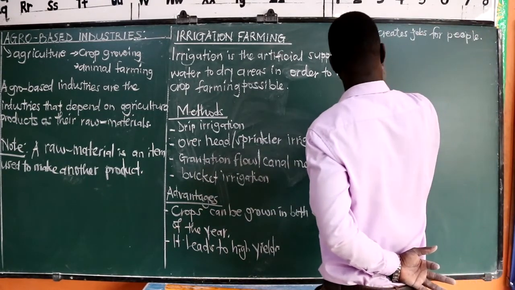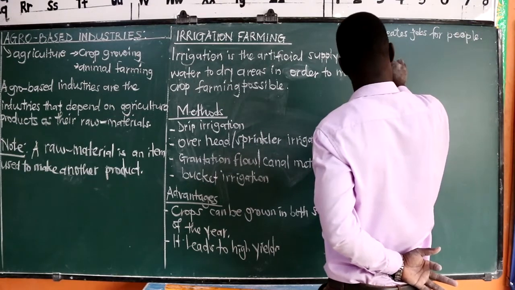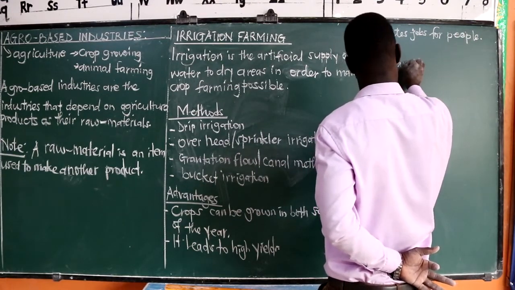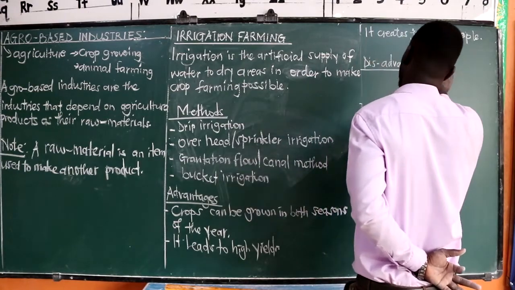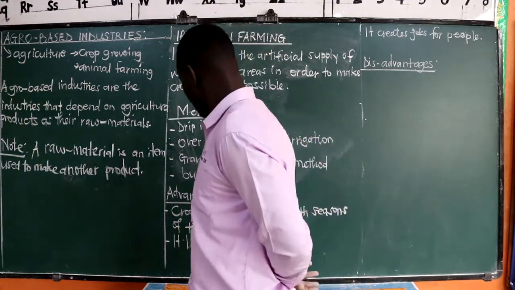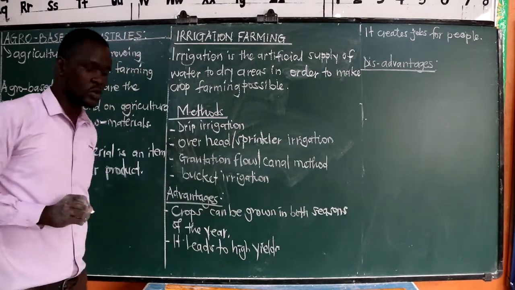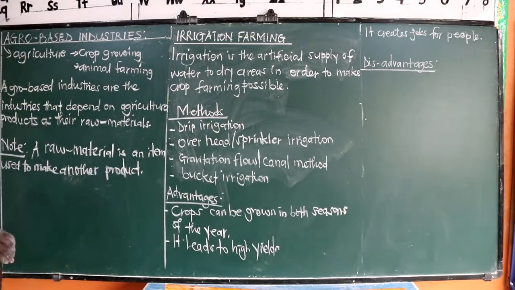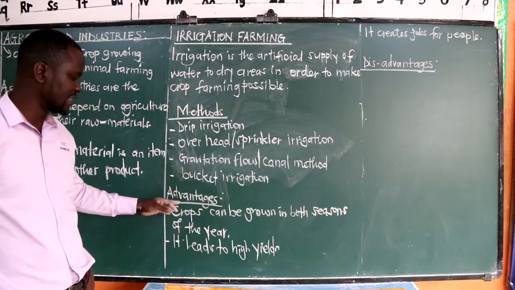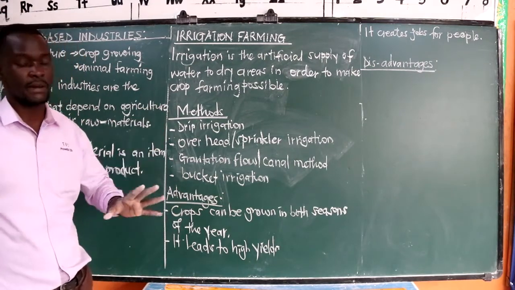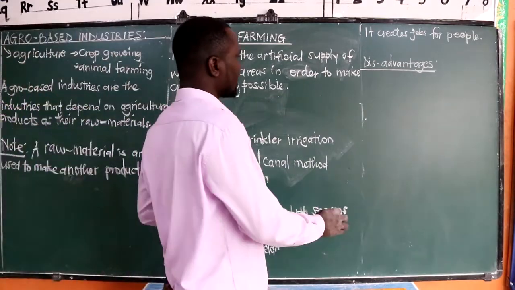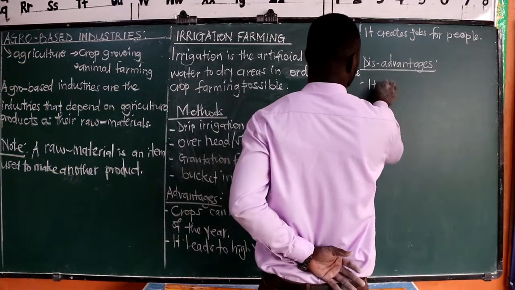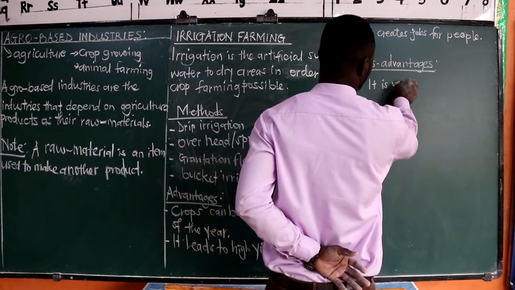Then we got the disadvantages. We shall also be able to look at the disadvantages, because what we have been looking at were the advantages. And here we shall say the first disadvantage is this type of farming is very expensive. It requires a lot of money.